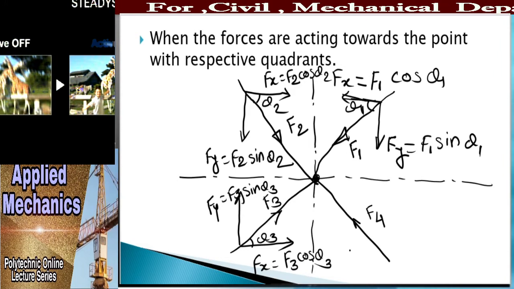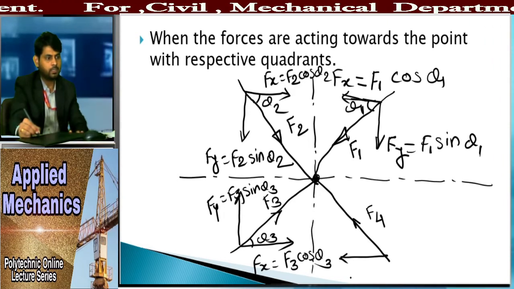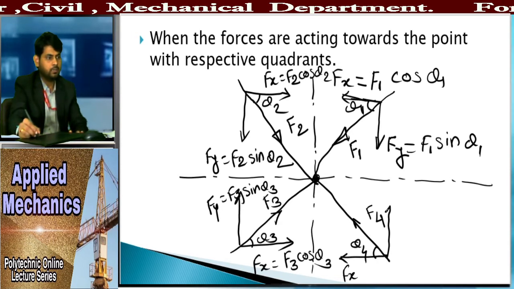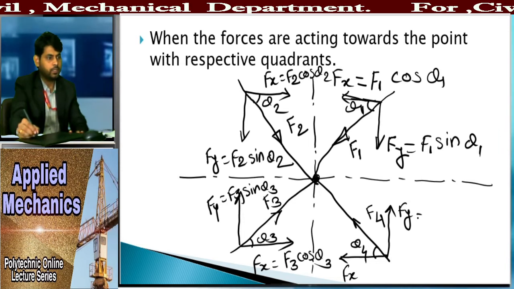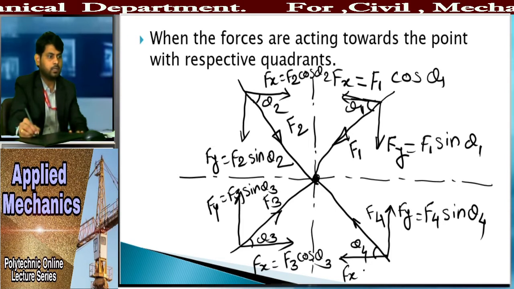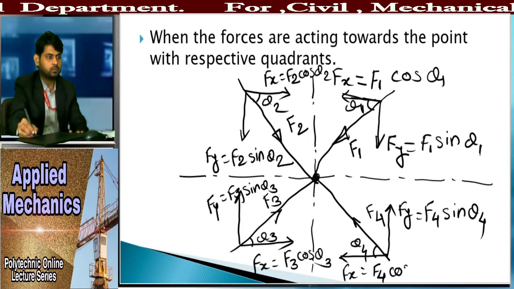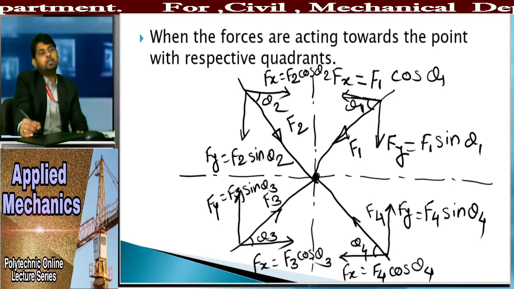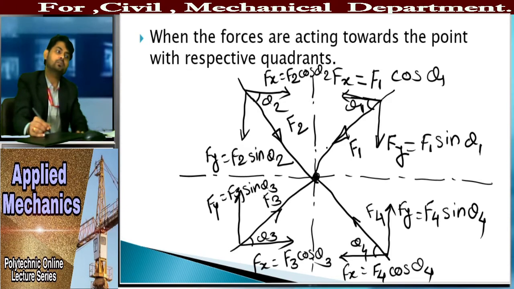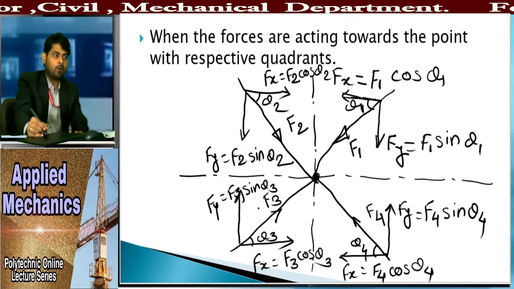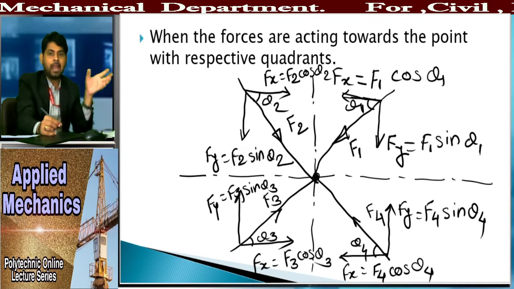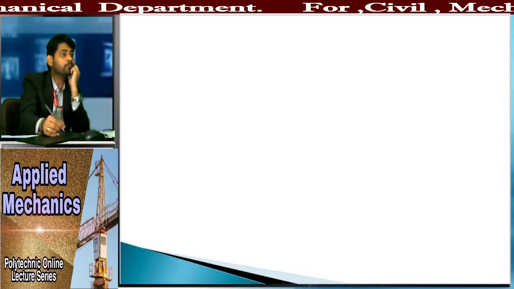So now resolving force 4, here is Fx, here is theta 4, and this is the Fy. So here we can take it as F4 sin of theta 4, and here F4 cos of theta 4. So now you can see like this we have resolved all the forces. Now we have to resolve all these forces horizontally and vertically. So now you can see how we can resolve it.